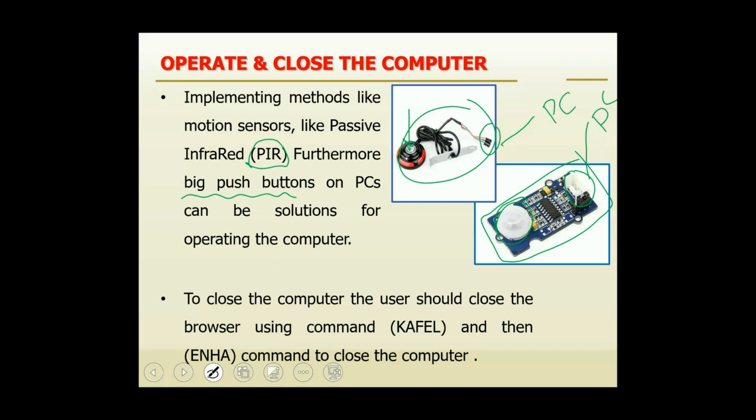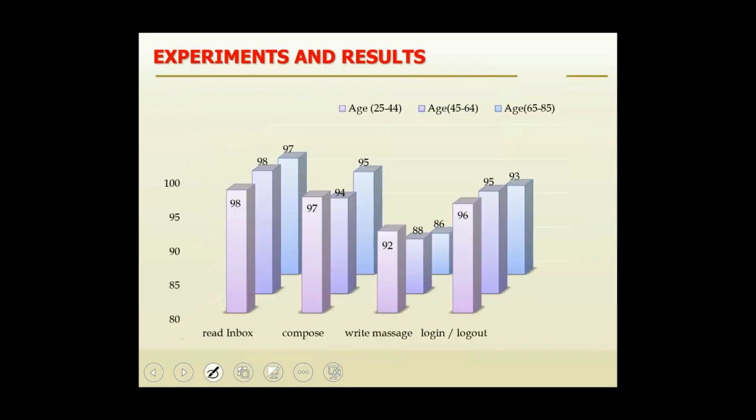The application has been tested by giving it to a small group of disabled employees. They were 45 people aged 25 to 85. We asked them to use the application to access webmail and send and receive emails. At the end of the trial period, after 1 week, we got the results as shown in the chart.